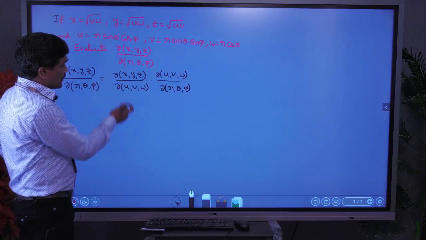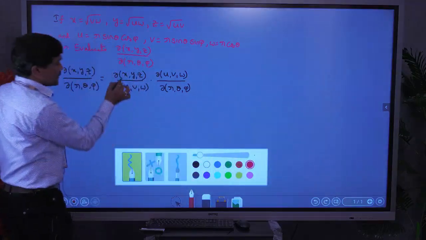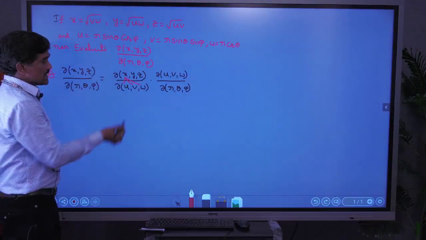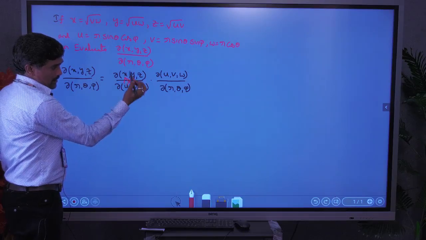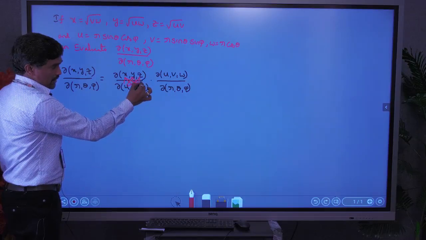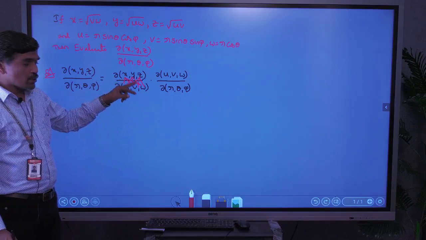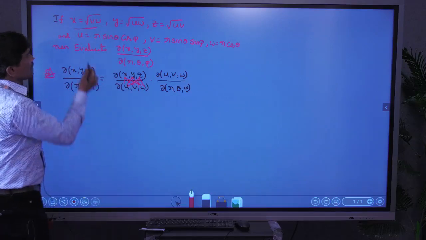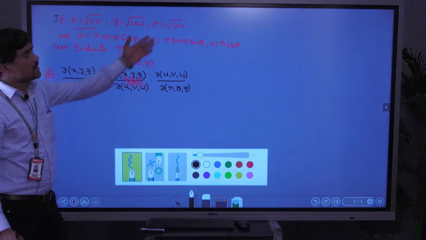Now first of all, dou xyz by dou uvw means we have to calculate dou x by dou u, dou x by dou v, dou x by dou w. Similarly for y with respect to u, v, w, and similarly z with respect to u, v, and w. So we have to find dou x by dou u, dou x by dou v, dou x by dou w. Now what is x here? x is root vw, y is root uw, z is root uv.